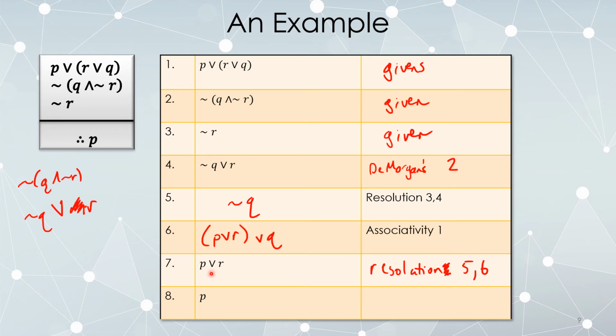Well, we haven't used line 7 yet, P or R. How can I get a P out of this? I can do resolution again by going back to line 3. We haven't used line 3 except here we did. Okay, so try to look for lines you haven't used or that you've only used once, maybe, to see what should be useful next. So again, if I apply resolution to lines 7 and 3, we're going to get the desired conclusion P.